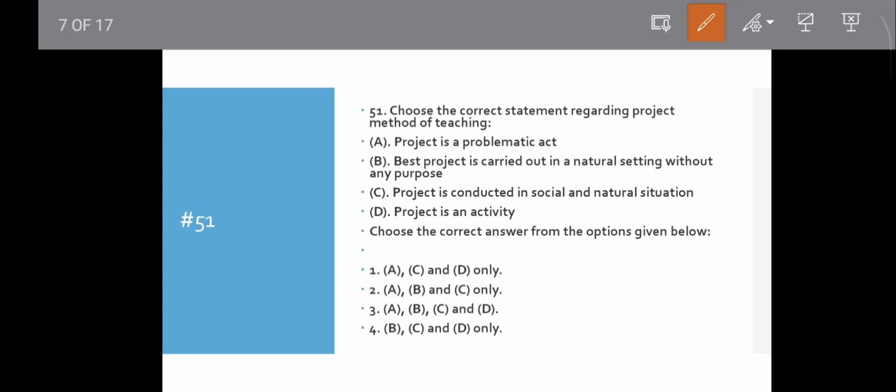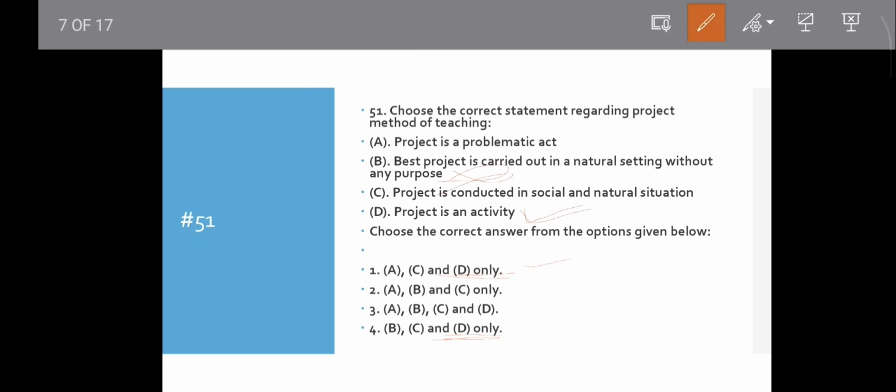According to Kilpatrick, project method is a purposeful activity, so option B will be incorrect. The project is conducted in social and natural situation. Project is an activity. Yes, project is an activity. So option D will be correct.